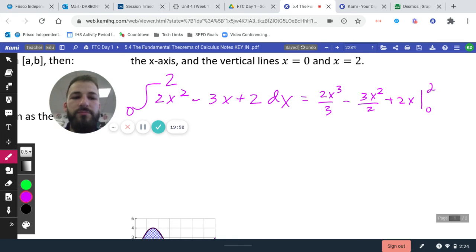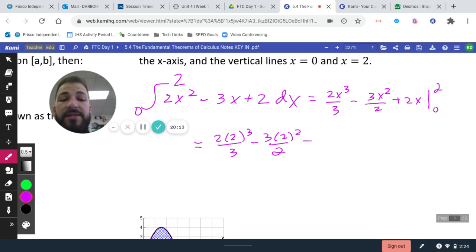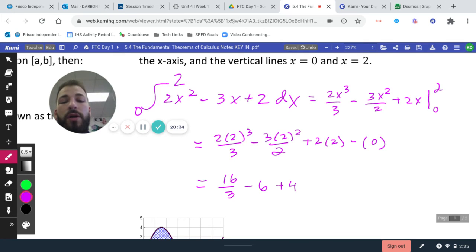So then I want to plug in 2 and then plug in 0. Good thing about plugging in 0, everything's got an x in it. So this becomes 2 cubed over 3 minus 3, 2 squared over 2 plus 2 times 2 minus 0 because the other side's 0. That's awesome. So this becomes 2 cubed times 2, that's 8 times 2, so 16 over 3. 2 squared is 4, divided by 2 is 2, so this becomes 6, plus 2 times 2 is 4.